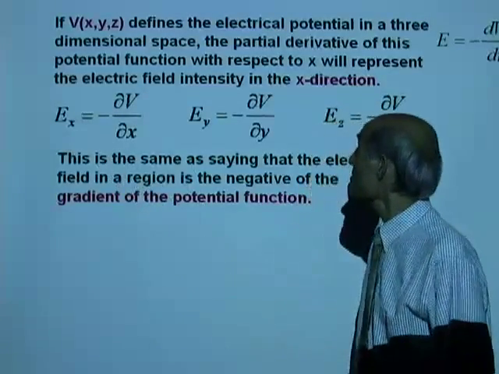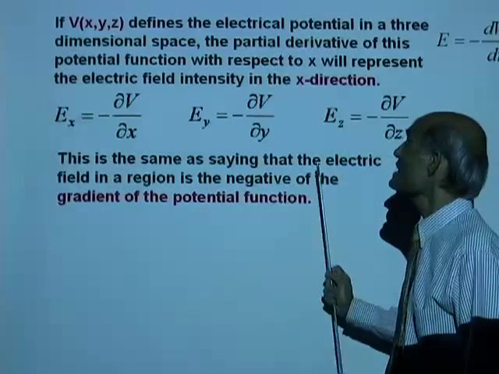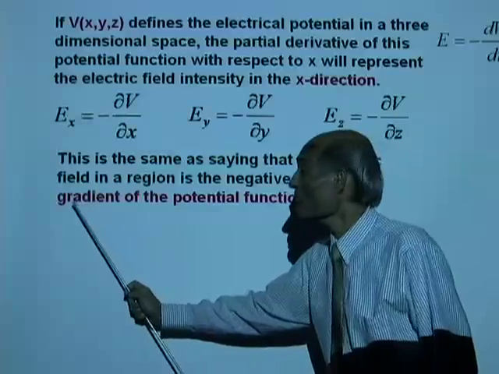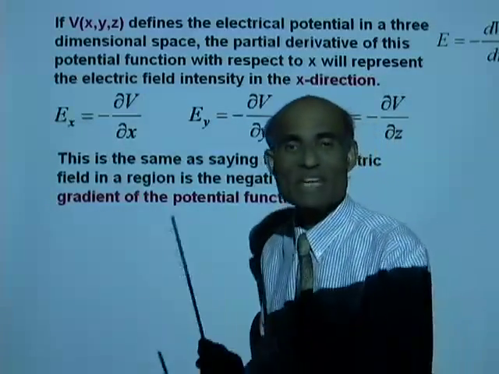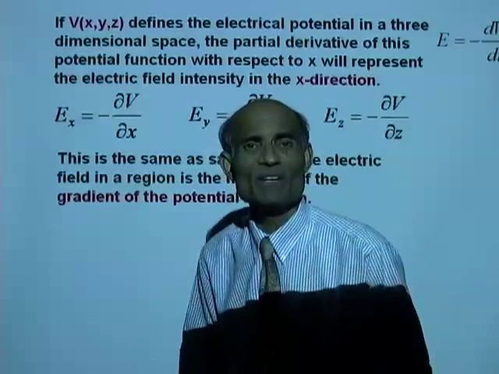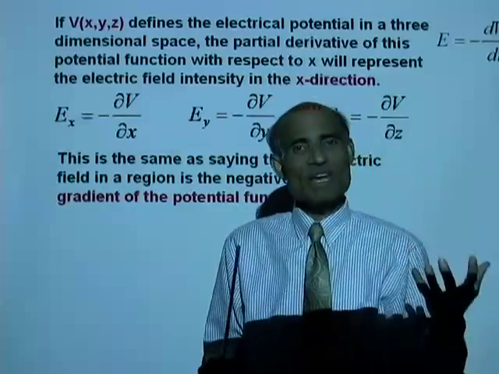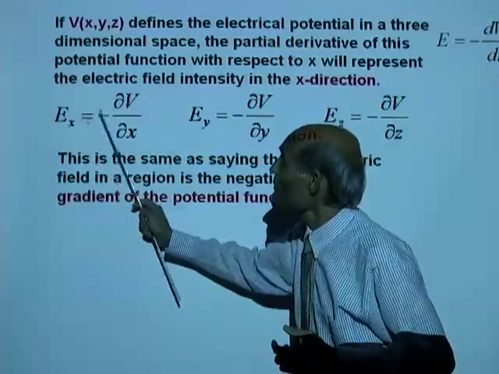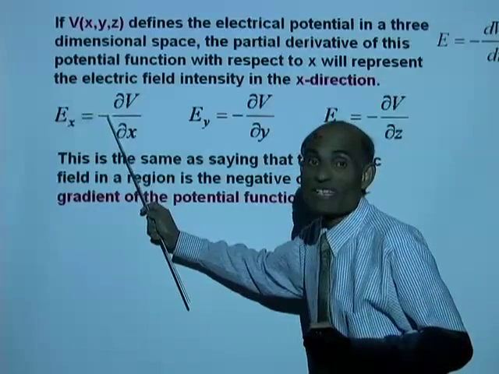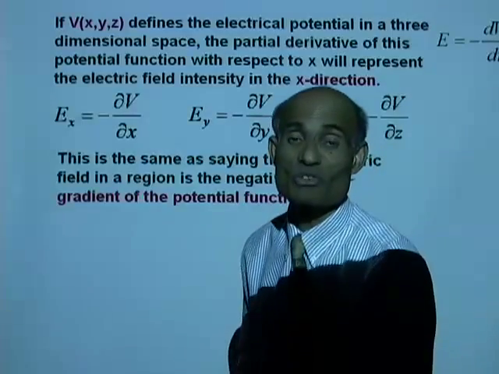This is the same as saying that the electric field in a region is the negative of the gradient of the potential function. Negative of the gradient. What's the meaning of gradient? Well, derivative is the gradient. So, the electric field is a measure of negative of the gradient of the potential function.